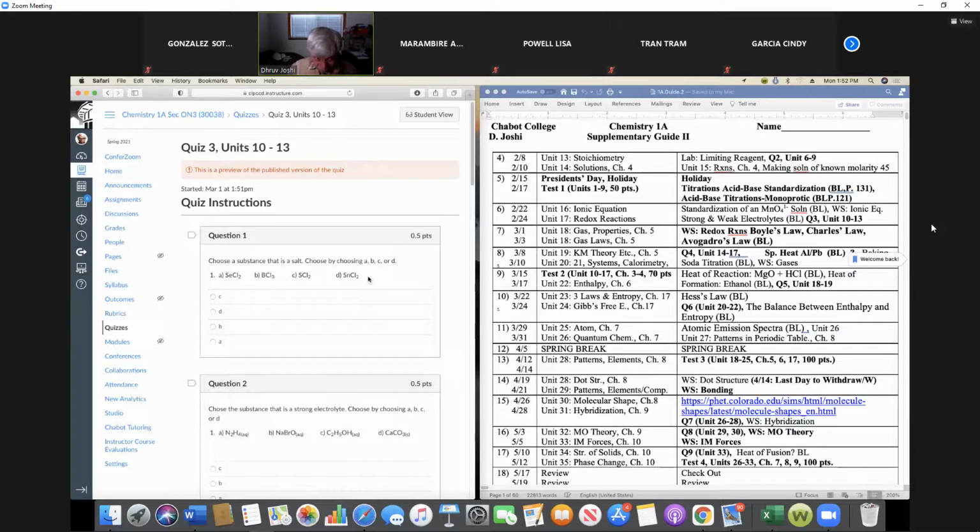So then you say, well, this is a covalent compound, so it cannot be a salt. This is a covalent compound, it cannot be a salt. This is an ionic compound because Sn is a metal symbol.